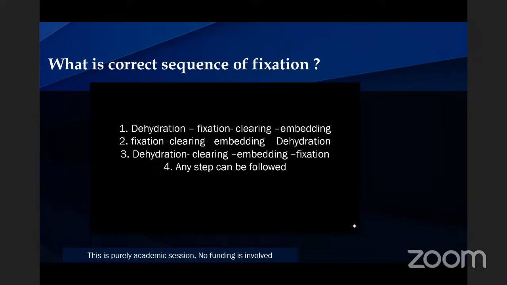Whereas alpha 1 antitrypsin globules are diastase resistant, because they are not made up of glycogen. So PAS positive, diastase resistant is alpha 1 antitrypsin globules.